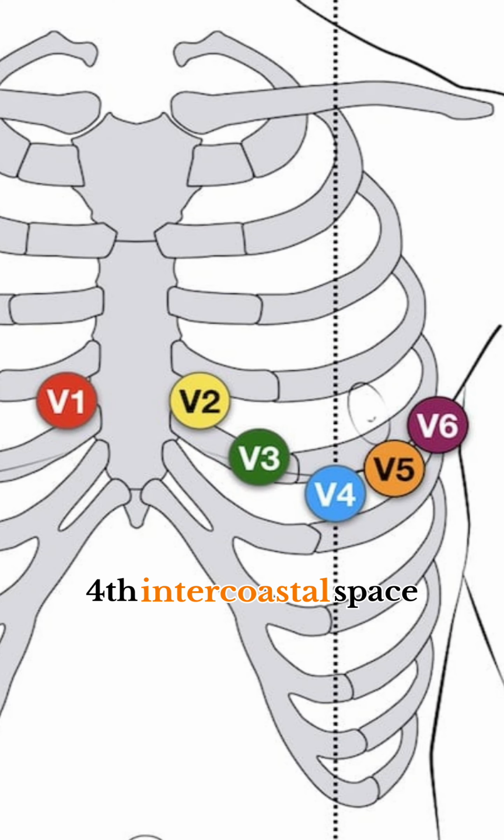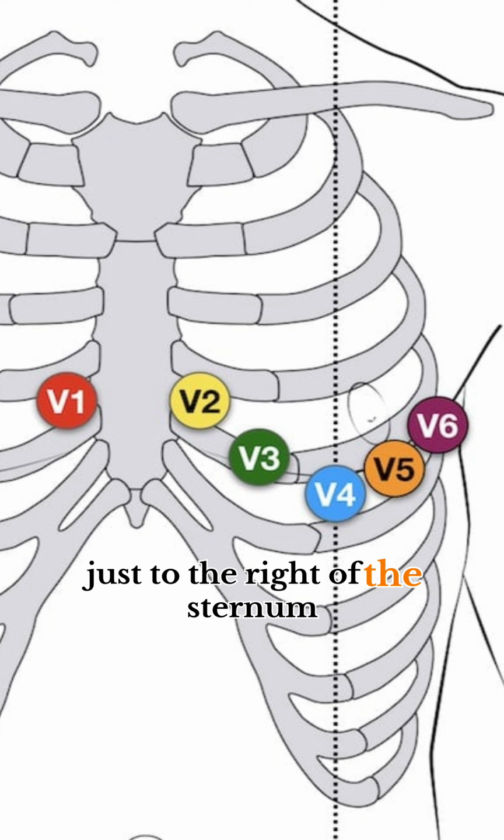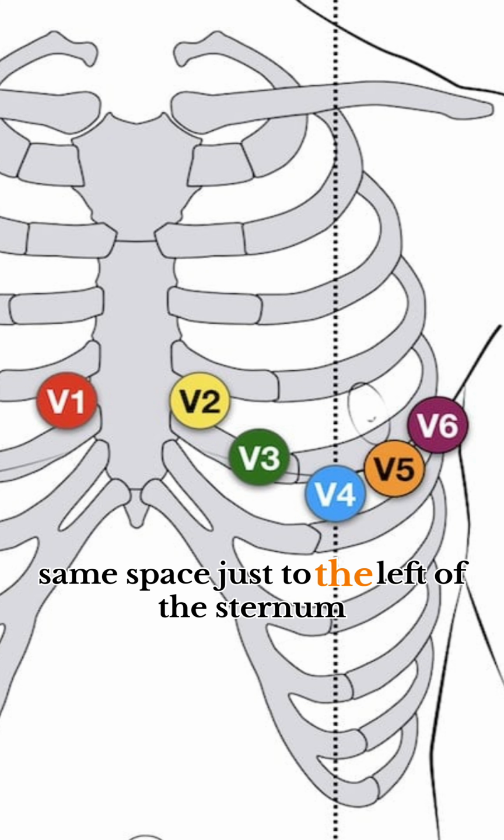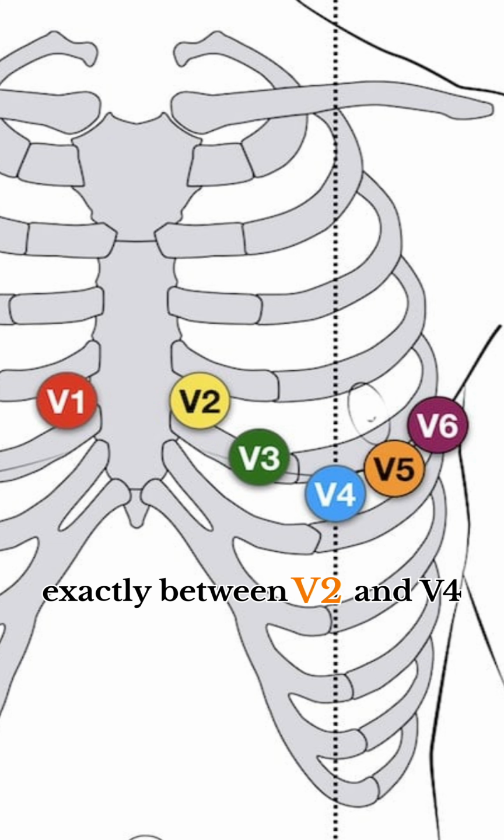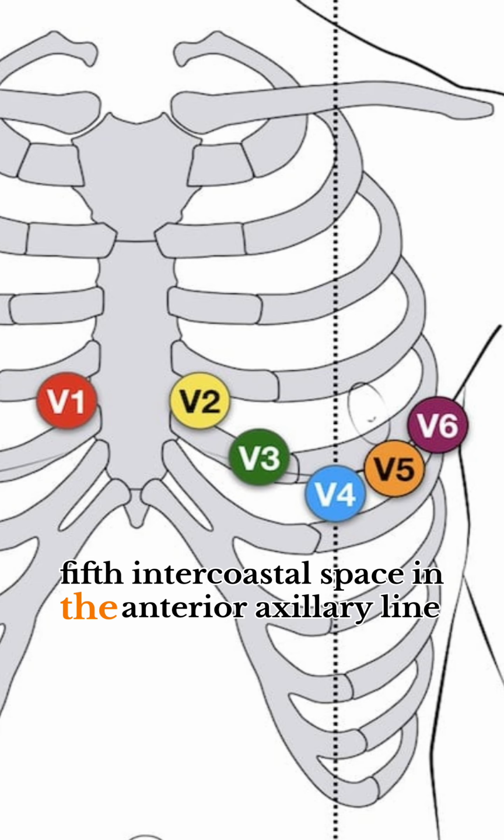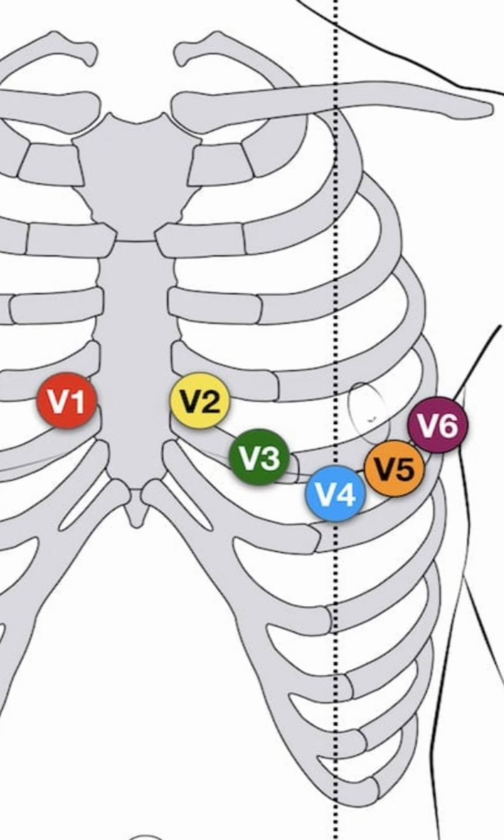V1 is placed in the 4th intercostal space just to the right of the sternum. V2 in the same space just to the left of the sternum. V4 is in the 5th intercostal space at the mid-clavicular line. V3 is exactly between V2 and V4. V5 is placed in the 5th intercostal space and the anterior axillary line, and V6 in the same space in the mid-axillary line.